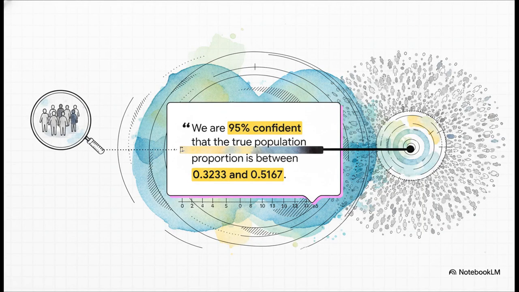So we can finally make our statement. Using that precise language, we can say, we are 95% confident that the true proportion for the entire population is somewhere between about 32.3% and 51.7%. See what we did? We took a tiny sample of 100 people and created this powerful, meaningful estimate about the whole group. Pretty cool, huh?